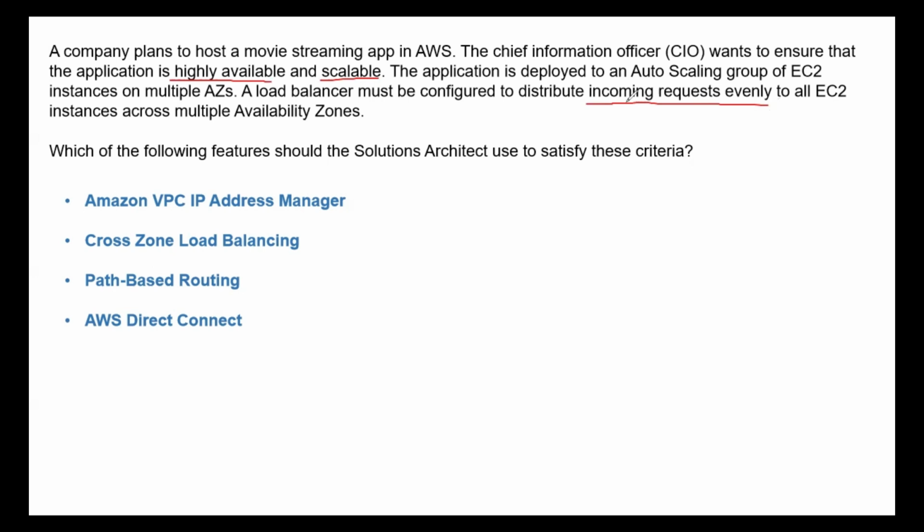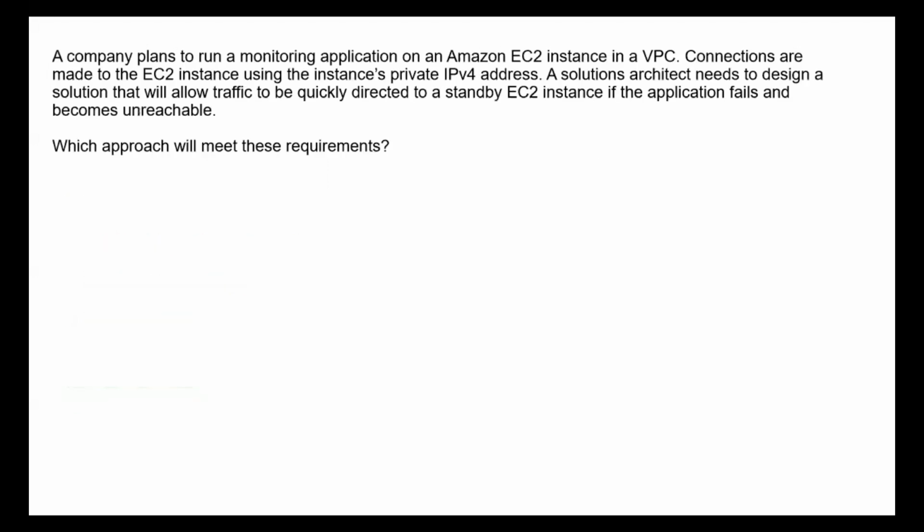That is achieved by a configuration called cross-zone load balancing. If you enable cross-zone load balancing, the load balancer will be able to distribute the incoming traffic to the instances evenly, although we have different numbers of instances across multiple availability zones. So cross-zone load balancing is the right answer in this case. The correct answer is choice 2, cross-zone. You have to enable cross-zone load balancing on the load balancer. Okay, next question.